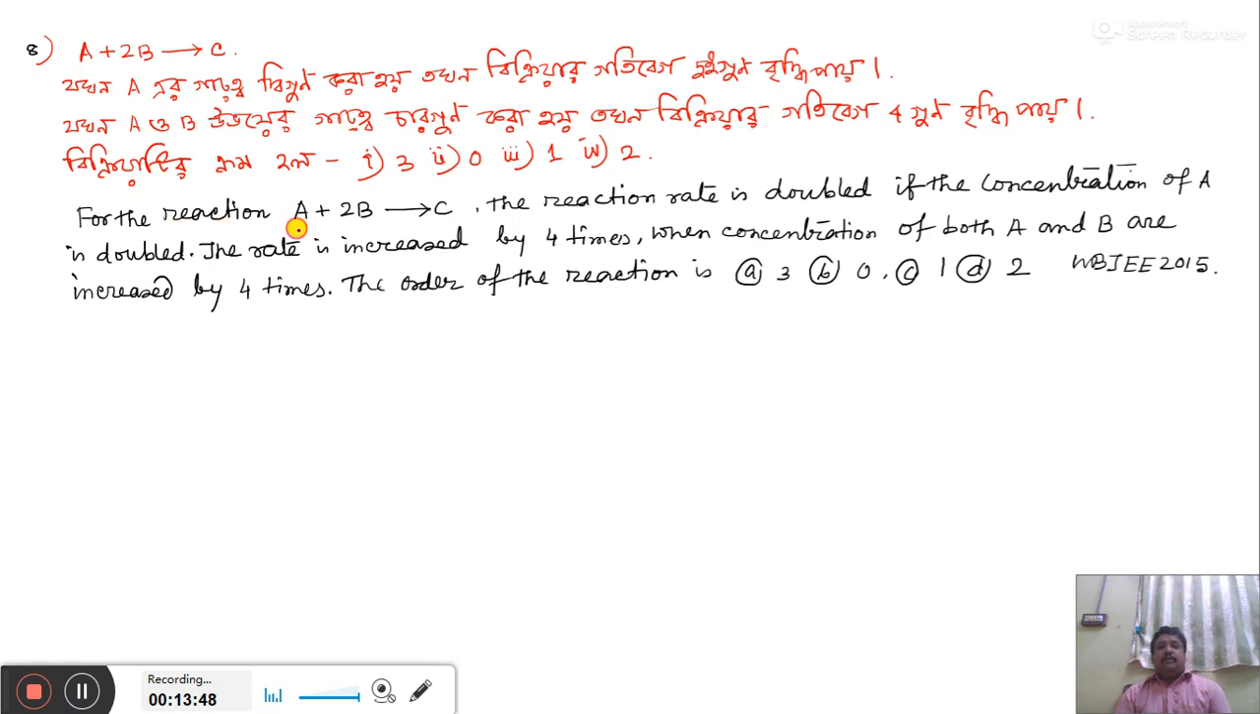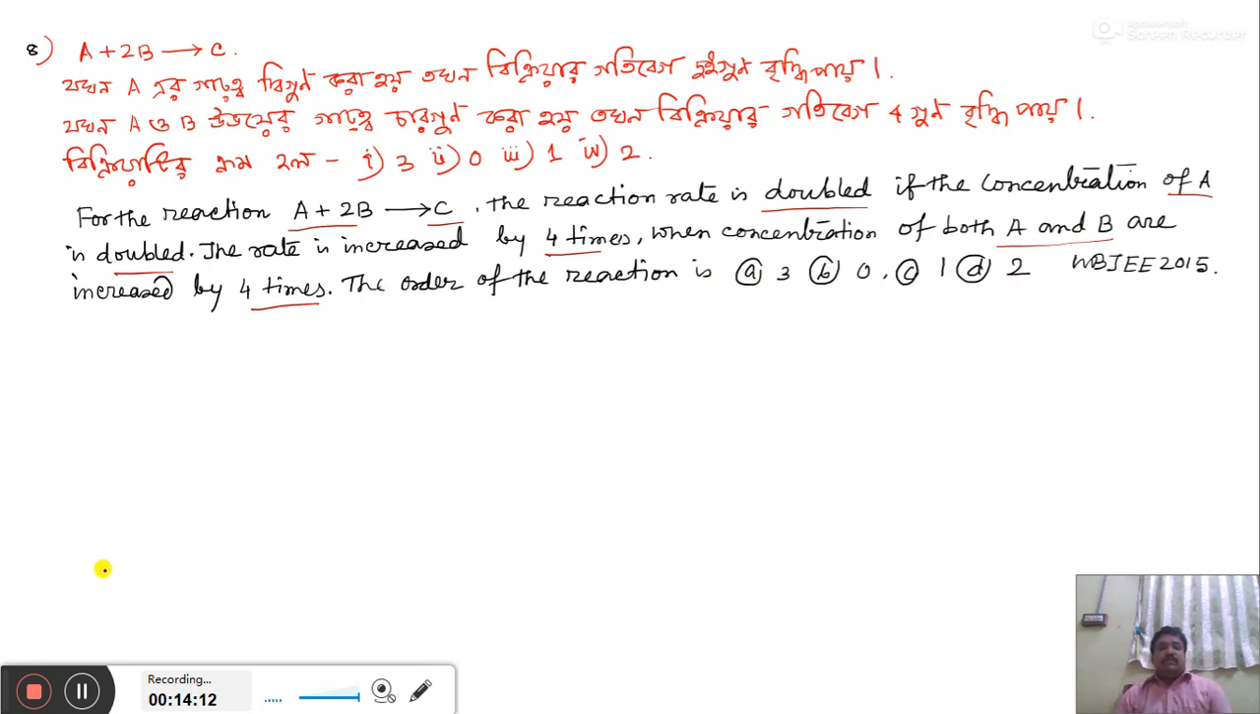For the reaction A plus 2B gives C, the reaction rate is doubled if the concentration of A is doubled. The reaction rate increases by 4 times when the concentrations of both A and B are increased by 4 times. The order of the reaction is: option A 3, option B 0, option C 1, option D 2.